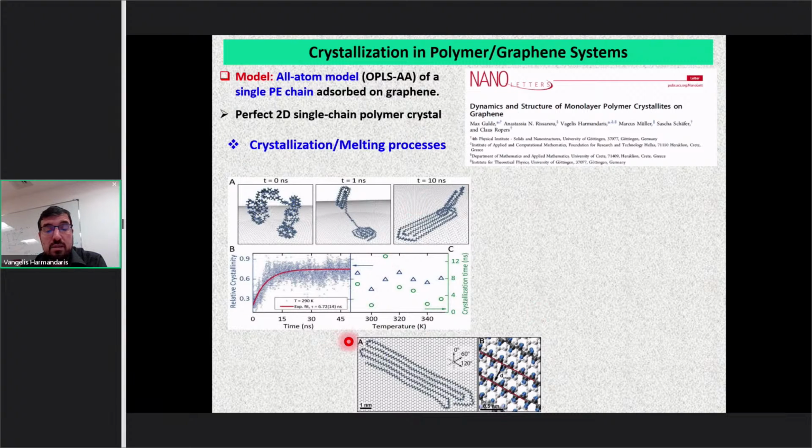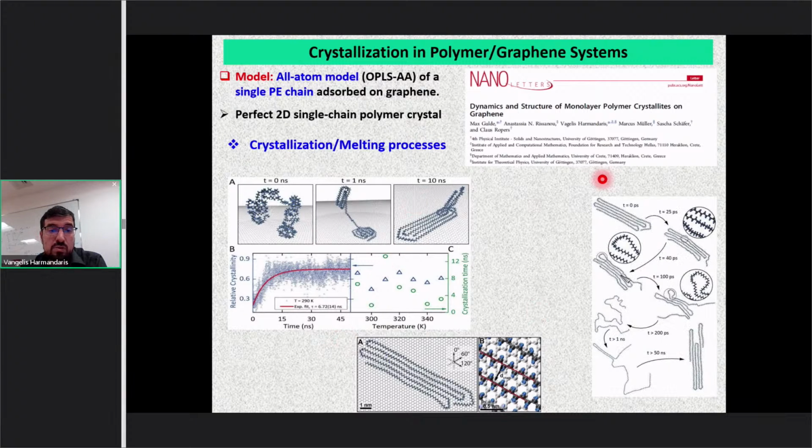Again, this is all studied by atomistic simulations, and actually this is a reversible process. So you see here, when we increase the temperature from the crystal structure, we go to an amorphous state, and then by decreasing temperature we have, of course, the reversible process.